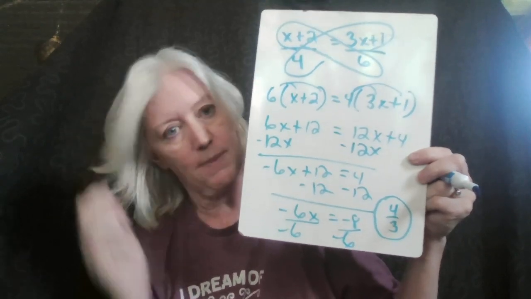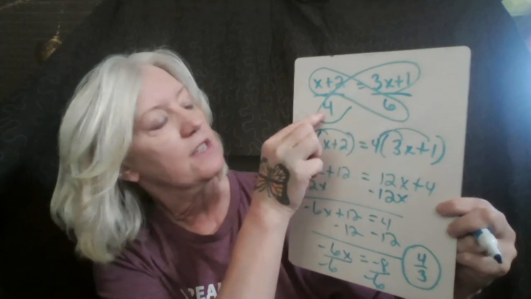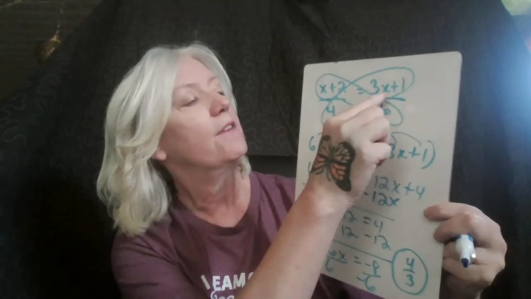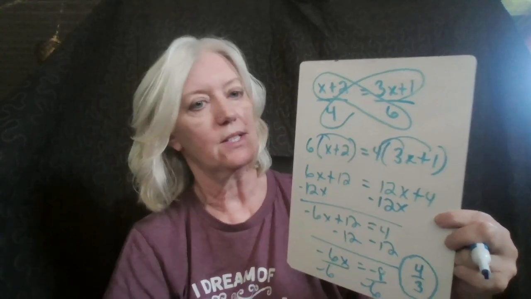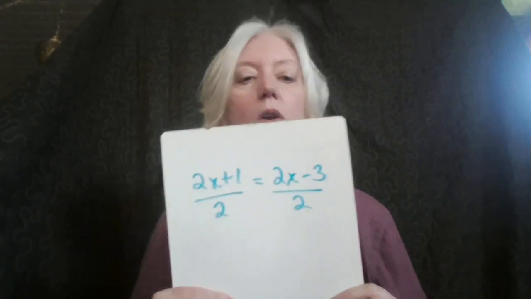Now, it's always a good idea to go back and check your work. You don't have to actually write it out, but you should take 4/3, add 2, and divide it by 4. And then take 4/3 times 3 plus 1 and divide it by 6 and see if you get the same answer. Okay, I'm going to do that in a second. In the meantime, I'm going to write down another problem and let you guys go ahead and solve it while I check the work on the other one. So I have 2x plus 1 over 2 equals 2x minus 3 over 2. Okay, you go ahead and write that one down while I check the work on the other one.